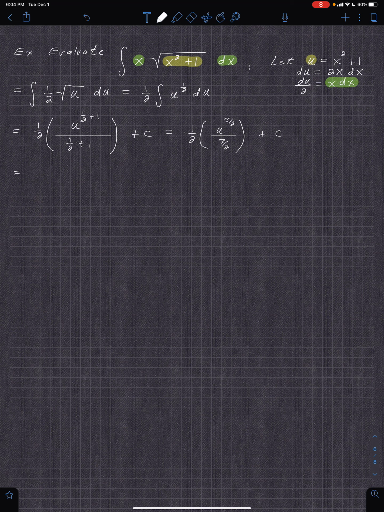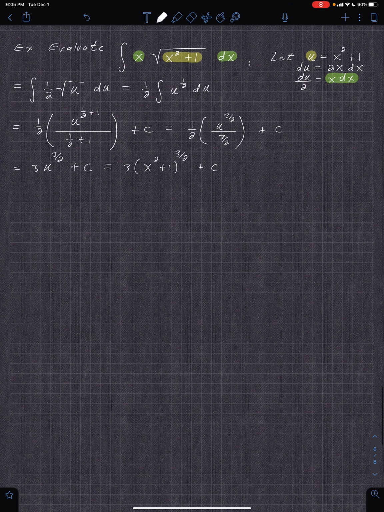So that's going to be 2/3. So that's just a 3. u to the 3/2 plus c. So we can go ahead and substitute back now. So it's going to be 3 times x squared plus 1 raised to the 3/2 plus c. And if you like, you can always check these. When you check this, you're going to multiply by the 3/2 and then do the derivative of the inside, and that 2 is going to cancel out. So you can check it by doing the derivative.